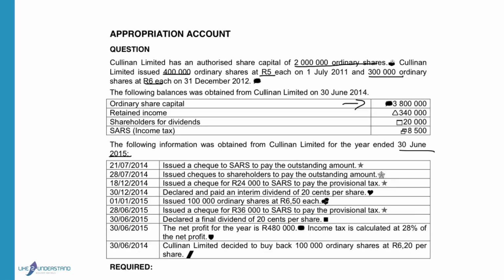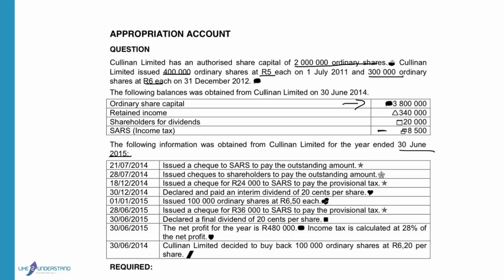So if we look in our ledger accounts, we will see that the opening balance is a 20,000 liability to show that that is the money that was owed to shareholders at the end of the previous year for the final dividends, and now that 20,000 is paid.